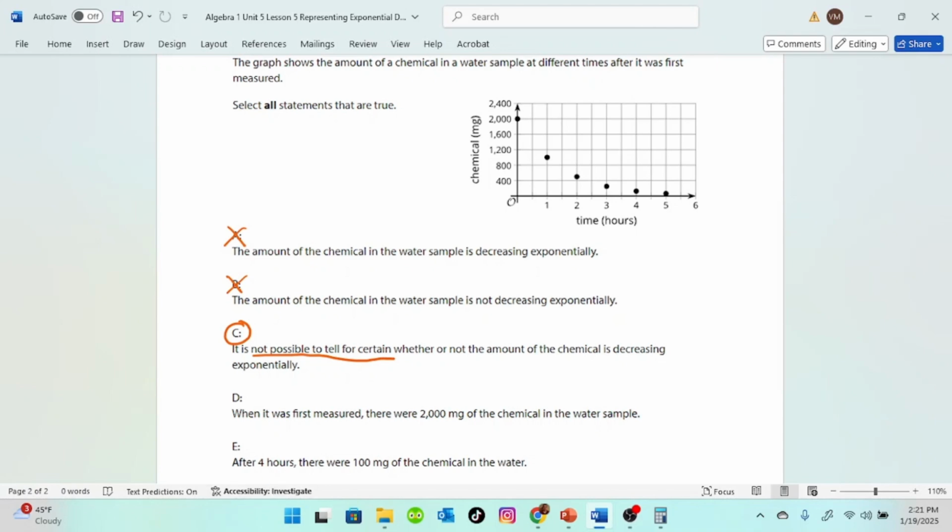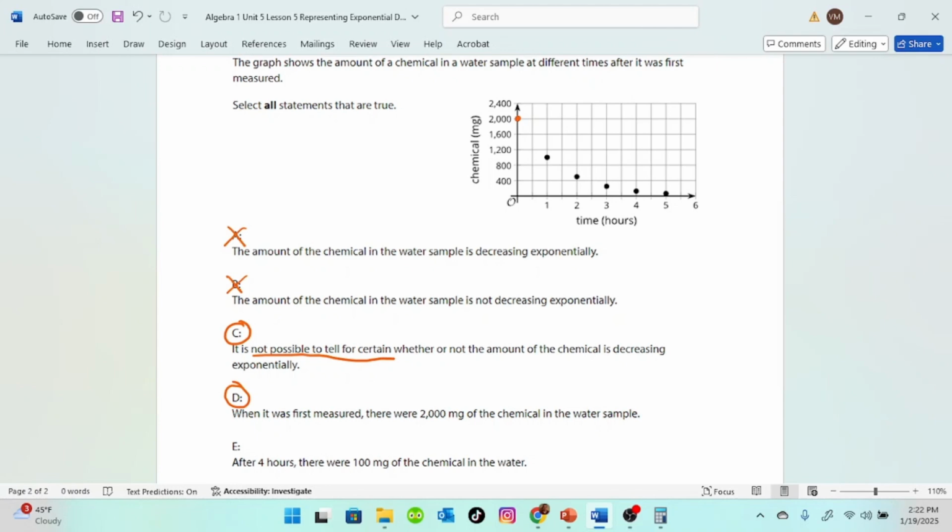Now we look at D. When it was first measured, there were 2,000 milligrams of the chemical in the water sample. So when it was first measured is going to be the vertical intercept. And we can see that vertical intercept is directly on that line that says 2,000. So because it is directly on the line and that line is labeled, here we can make that statement that it was 2,000 milligrams when it was first measured, because it is directly on the labeled line. So we do know for certain.